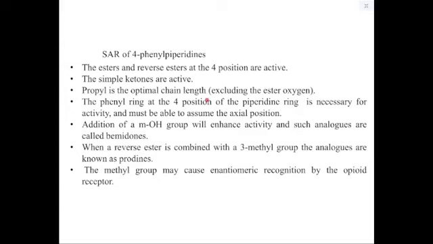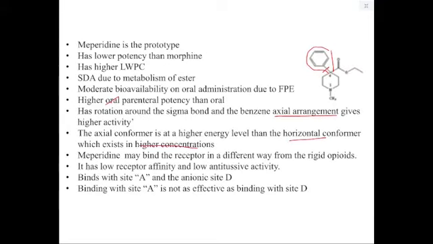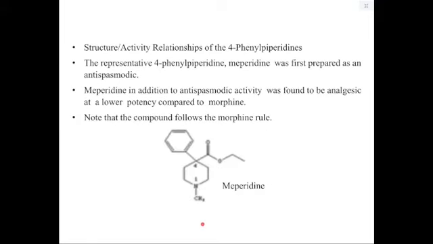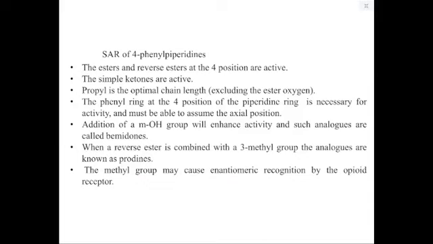Propyl is the optimal chain length, again just going back to our structure. Normally the propyl, whereby you have 1, 2, 3, ignoring that oxygen. If you look at the explanation, it says the propyl 1, 2, 3 gives maximum activity, ignoring the oxygen. Propyl is the optimal chain length, excluding the ester oxygen. So in most of these compounds, you will find that the substituent at that position has a propyl group or 3 carbon atoms, because you're ignoring the ester oxygen.